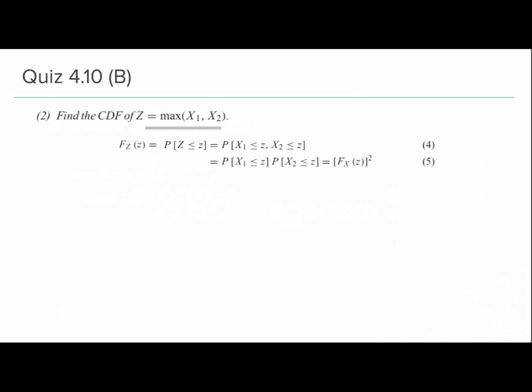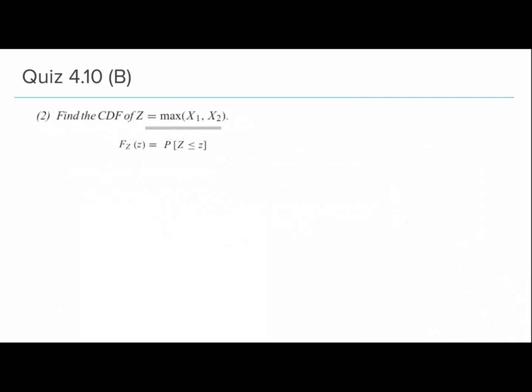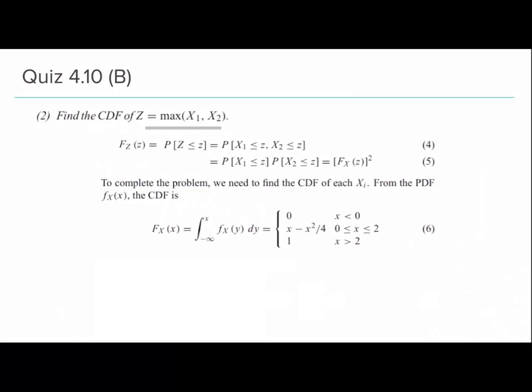So to find the final expression for the CDF of z, we need to find the CDF of x. What we have been given in the question is the PDF of x, and to find the CDF, we will integrate the PDF over the interval minus infinity to infinity, which becomes 0 to 2 since the function is 0 elsewhere.